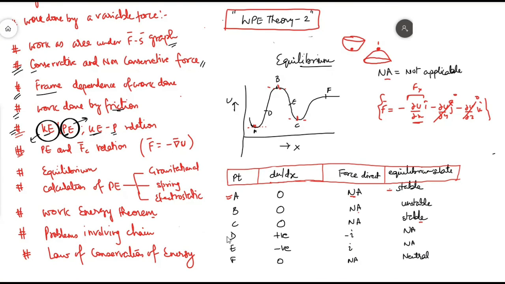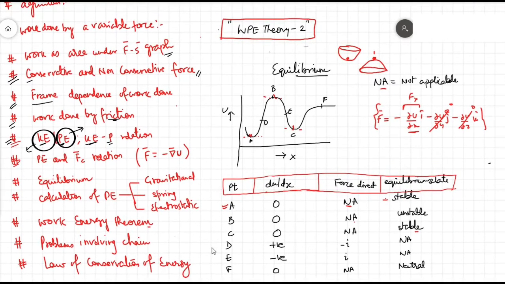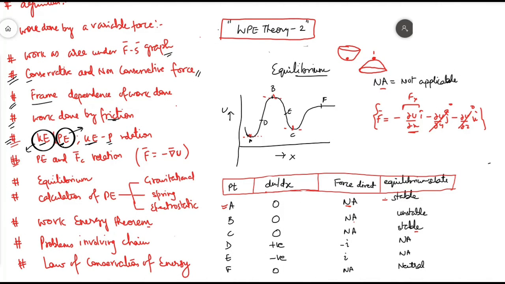Now let's talk about the other 3 points. So we have point D, point E, and point F. At D you should be able to see the slope is positive, so dU by dx is positive. And if dU by dx is positive, your Fx is the negative of that. So this Fx will be negative. So at D, dU by dx is positive and the force is going to be in the negative i direction.